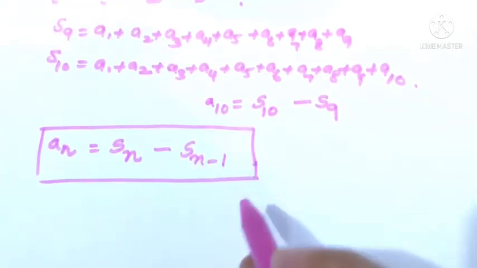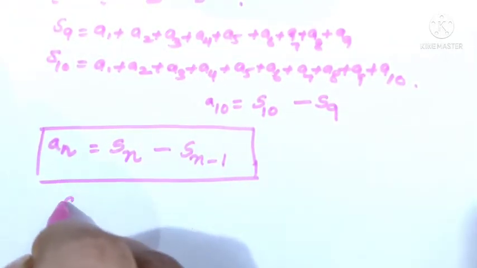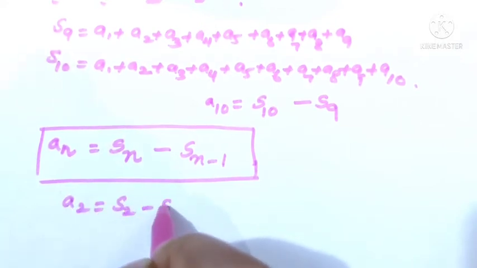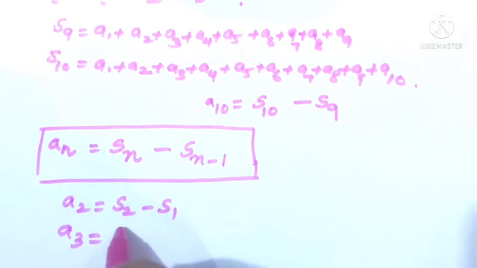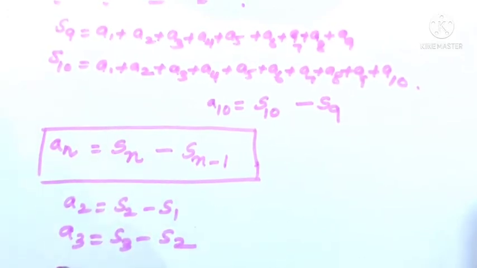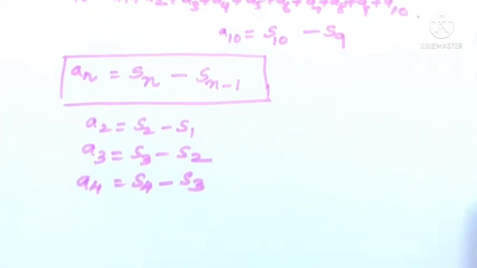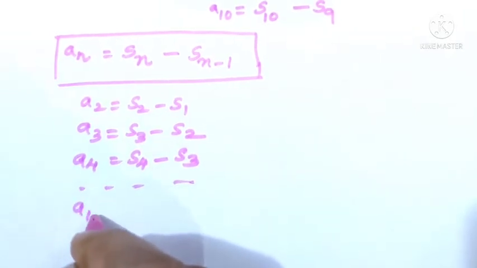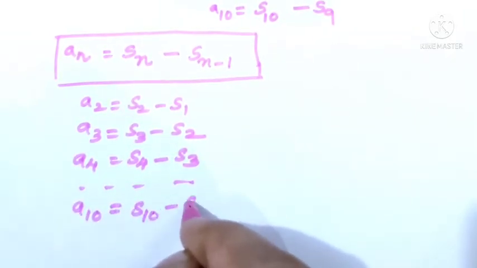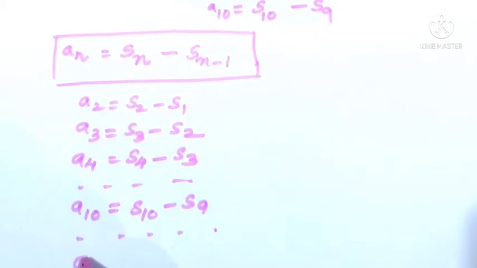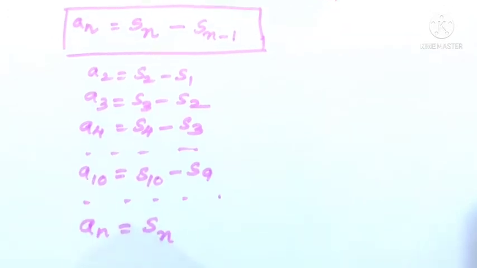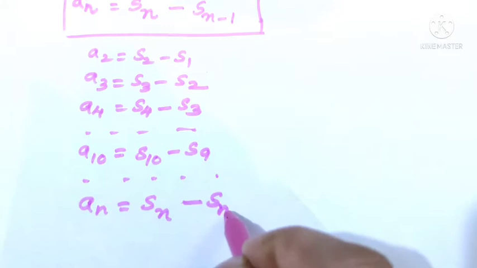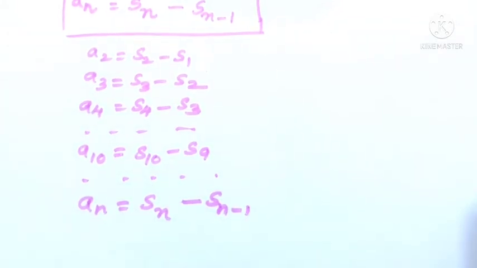So once again, what we got from there, we got this formula. A2 means S2 minus S1. A3 means S3 minus S2. A4 means S4 minus S3, right? Like that we have calculated A10. A10 means S10 minus S9. Similarly, what is An? This pattern we are following, and we write Sn minus 1 less than this term. So Sn minus 1. This is the formula we are having. If you understood this pattern, we can do the question.